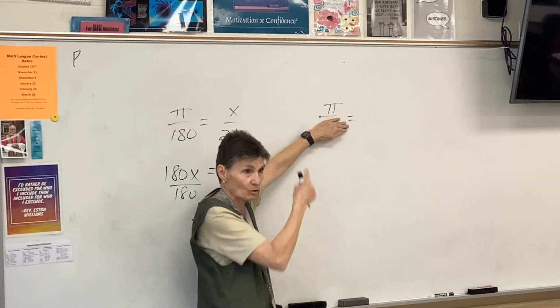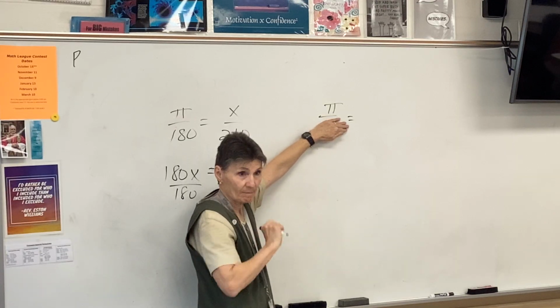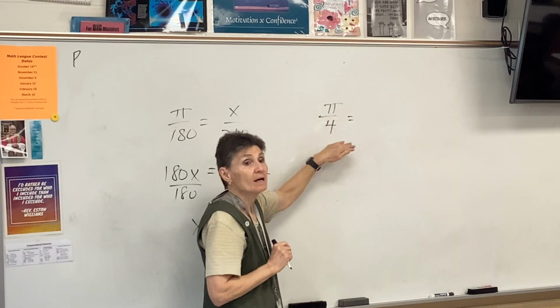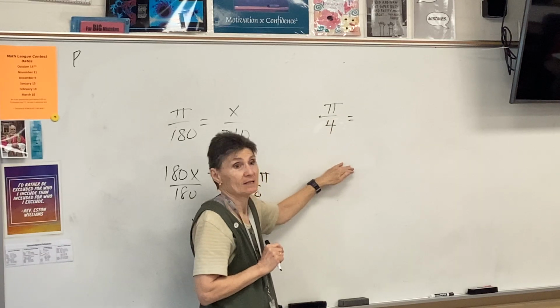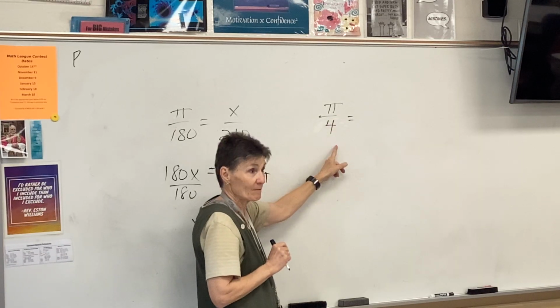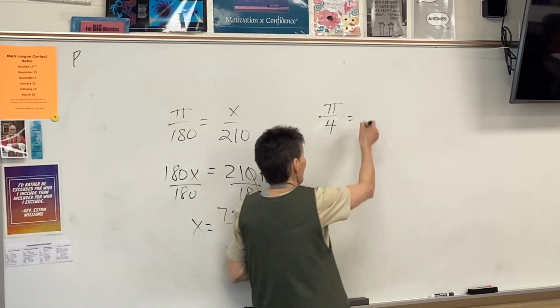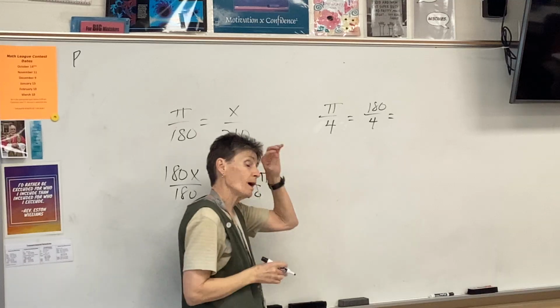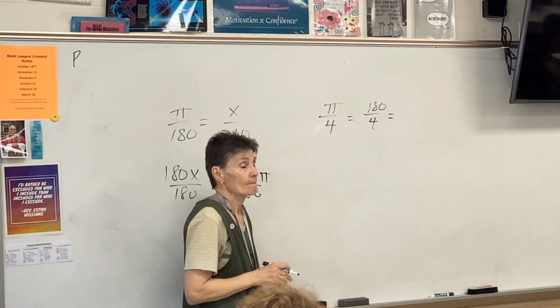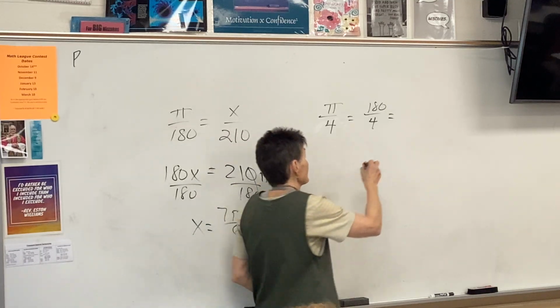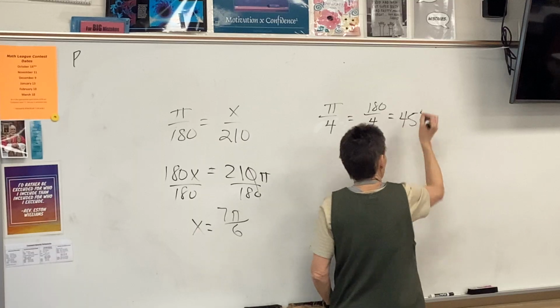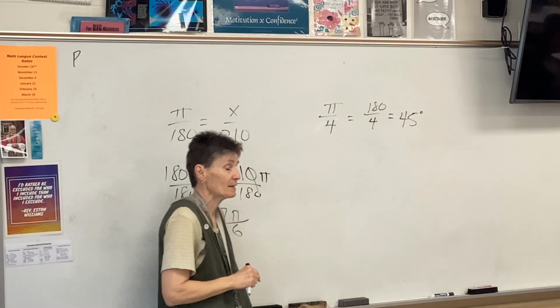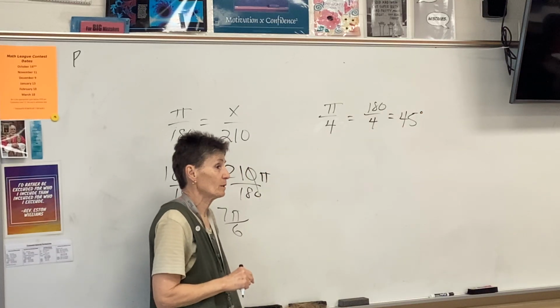How many degrees is a whole pi? 180. This is a fourth of that. See how that's divided by 4? So this is 180 divided by 4, which is what? 45 degrees. You'll have a baby calculator, by the way, to do this, so feel free to be typing it in on your calculator to help you with the arithmetic.